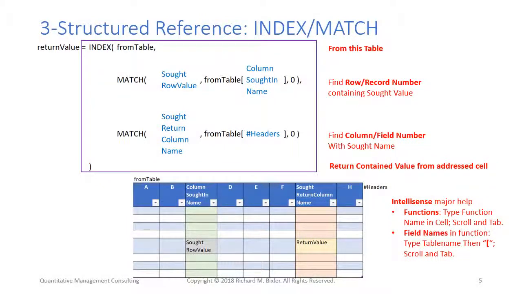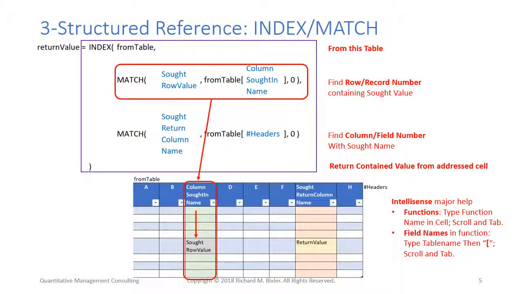And in the description of index match I'm about to cover, the names in blue here aren't the literal values you'd use. Instead, you'd put in actual column names and search values you're using that provide the function named in blue here. So the first match is there to find a row with a specified sought row value, typically a key value that it's looking for, in a field named column sought in name in the table named from table. When such a row is found, the first match returns its row number in the from table.